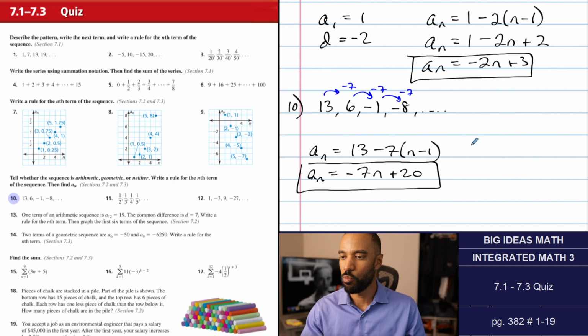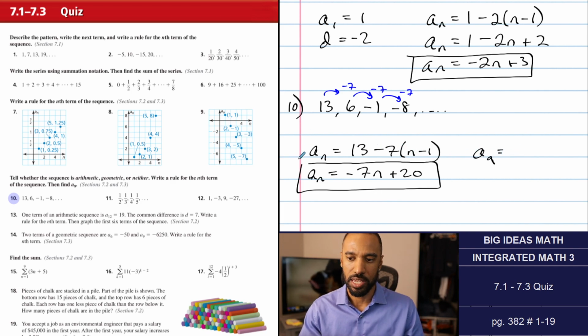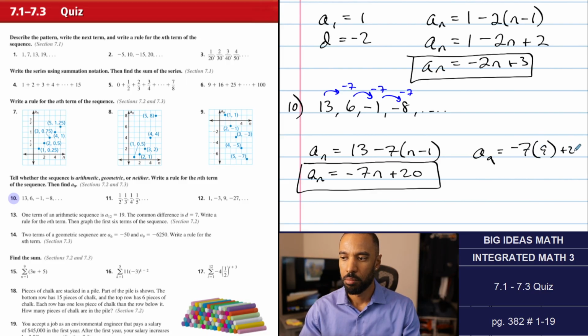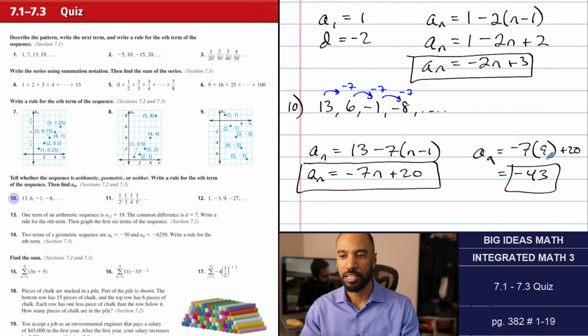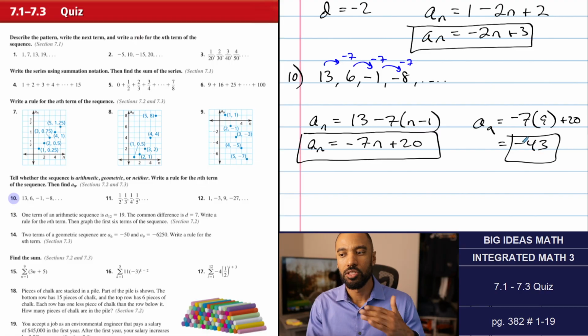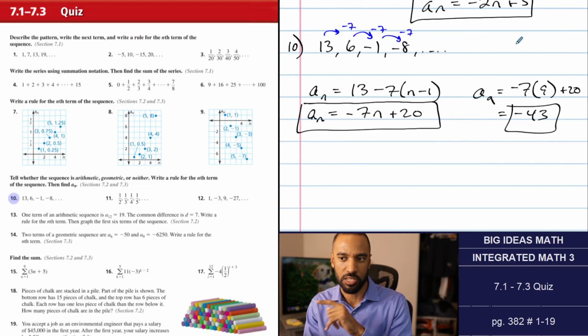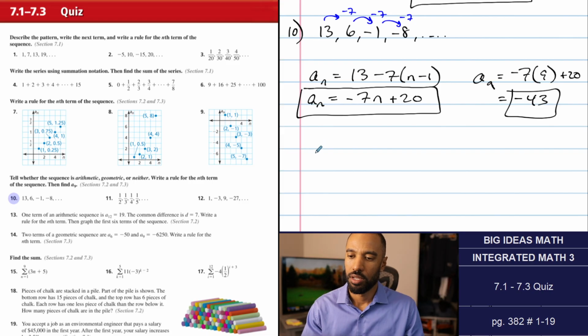To find the ninth term, we'll substitute 9 into that rule. Now remember, you could substitute into the arithmetic sequence rule here, by the way, too. You can use that. But we have this, so we'll use this. -7 times 9 plus 20 is -63 plus 20, which is -43. The ninth term of the sequence is -43. Done using the rule as opposed to subtracting 7 about 5 more times.